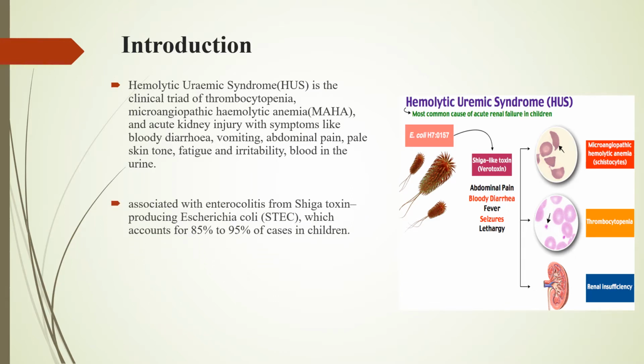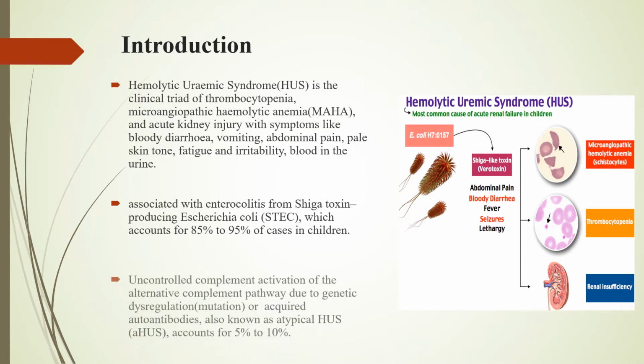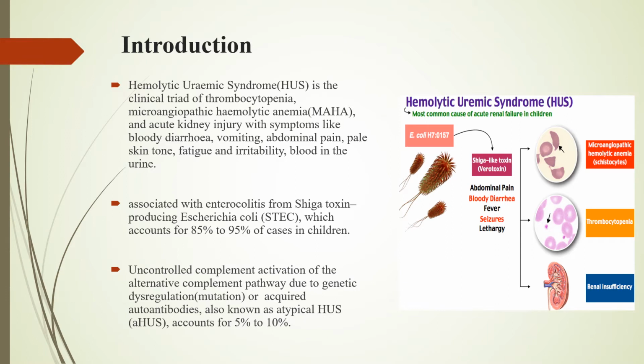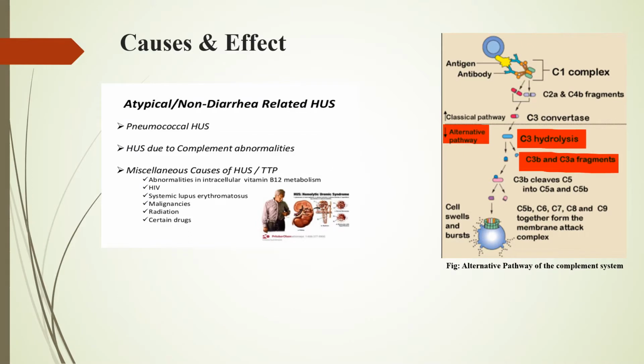The one is typical hemolytic uremic syndrome that is associated with Shiga toxin producing E. coli and accounts for about 85 to 95% of cases in children. The second one is the uncontrolled complement activation of the alternate complement pathway due to the genetic mutation and is known as atypical HUS, and it accounts for about 5 to 10% of cases in children.